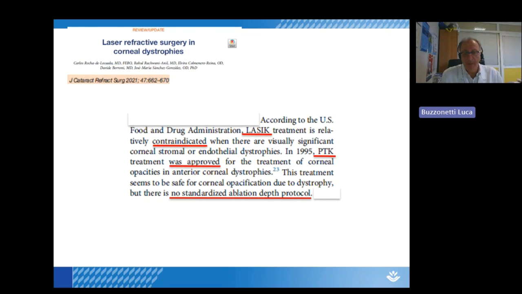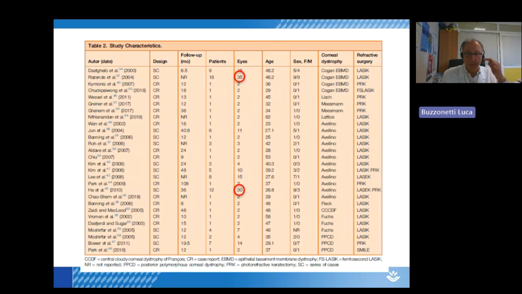In 1995, PTK was approved for the treatment of anterior corneal dystrophies, but up to now, there is no standardized ablation depth protocol. Different settings are proposed, but the samples of patients enrolled in the studies are small. This is a very recent paper, and as you can see, 35 and 20 represent the maximum number of patients enrolled in the study.